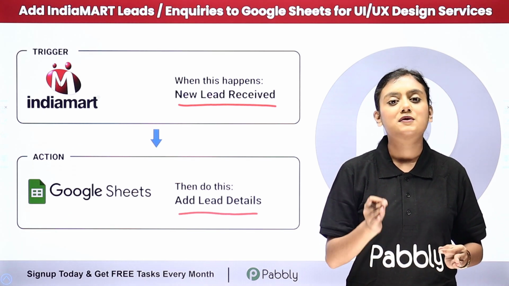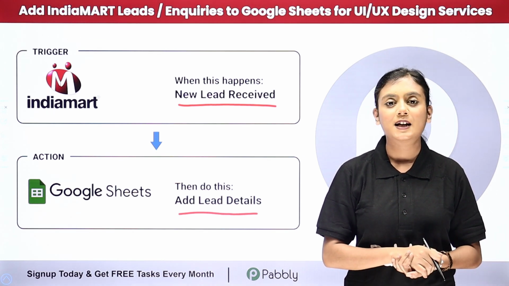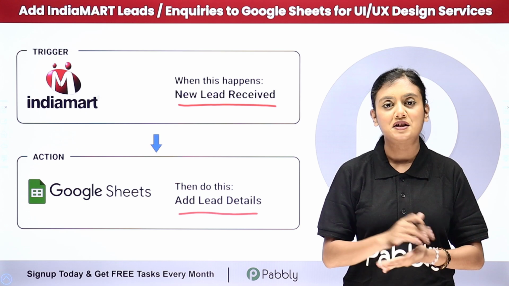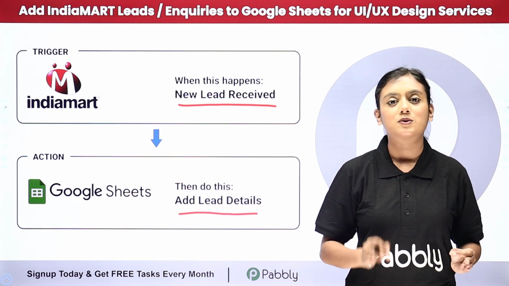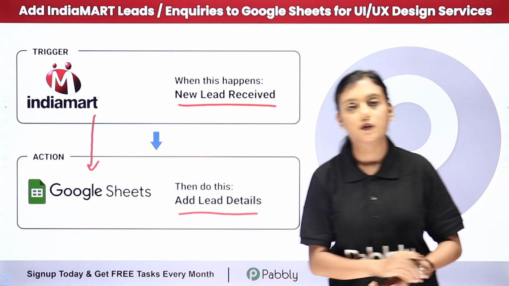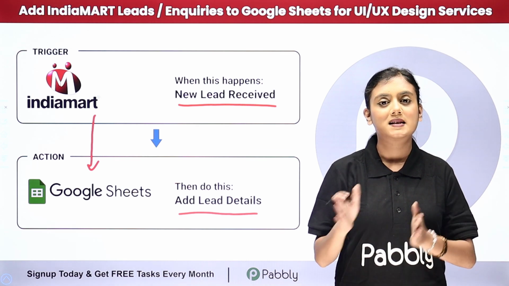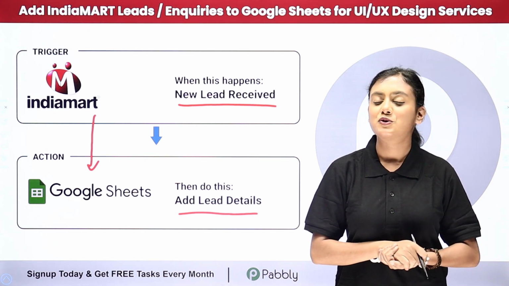So what I've done is I've simply automated this entire process with the help of Pabbly Connect, which is an amazing automation and integration software. And here in this automation, I'm going to build a connection between IndiaMART and Google Sheets with the help of it. So if you also want to learn about this amazing automation process step by step, for that let me take you to my screen.